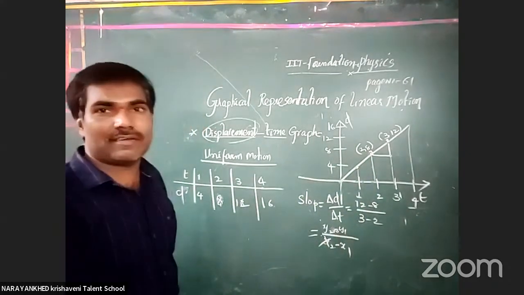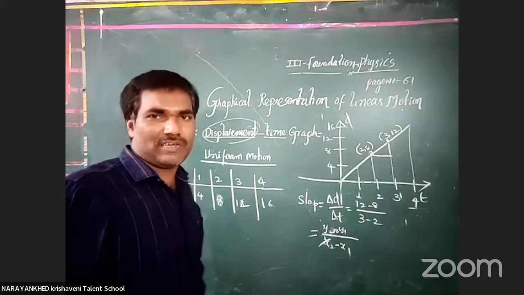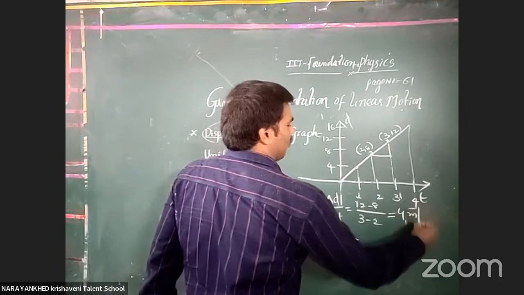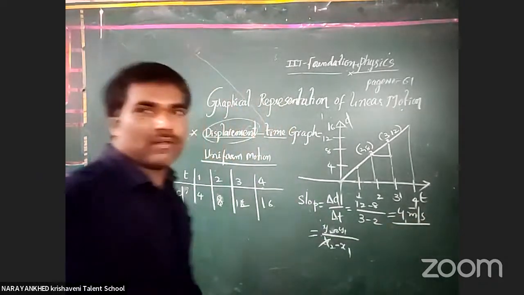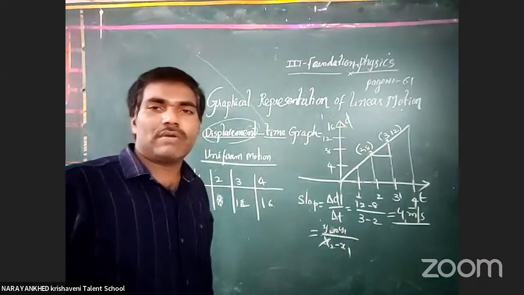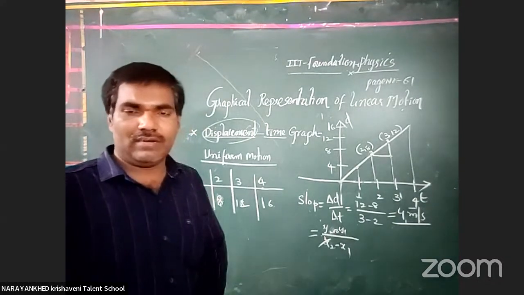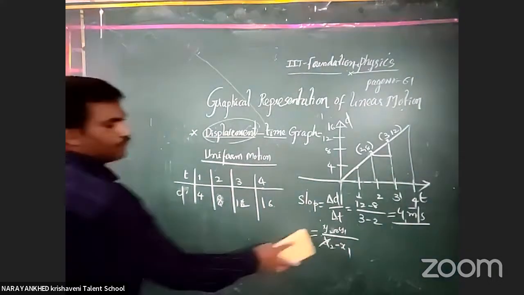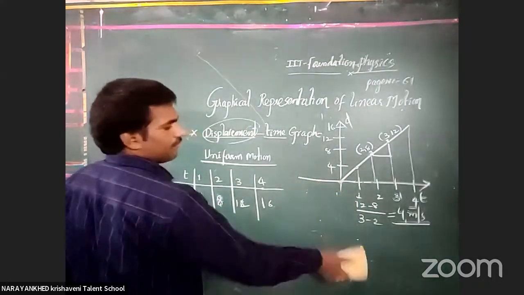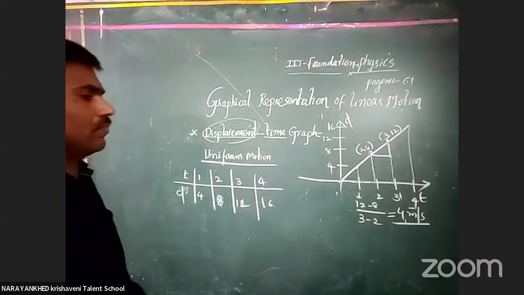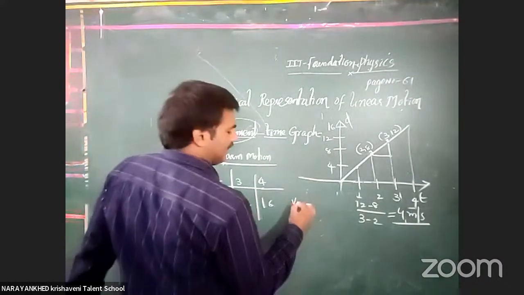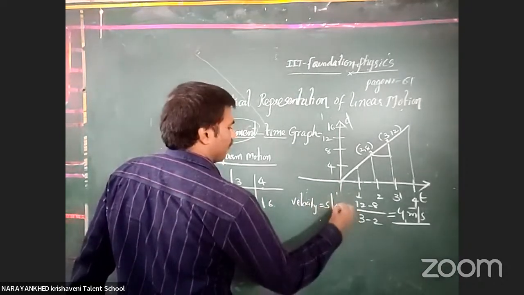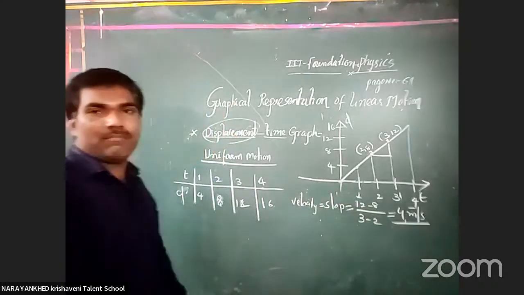In our textbook they gave another problem. Now, what is the velocity here? Velocity becomes 4 meter per second. Got it or not? Your velocity is equal to slope. Yes, the concept is important.